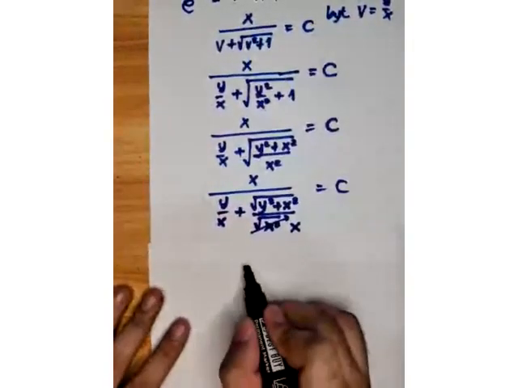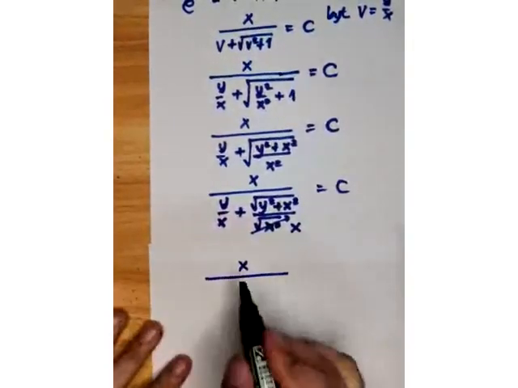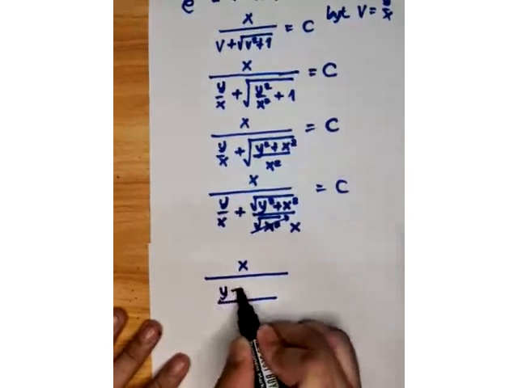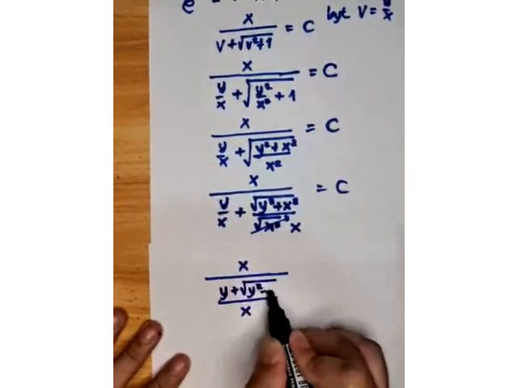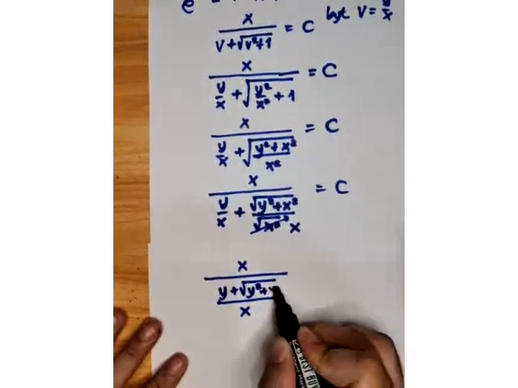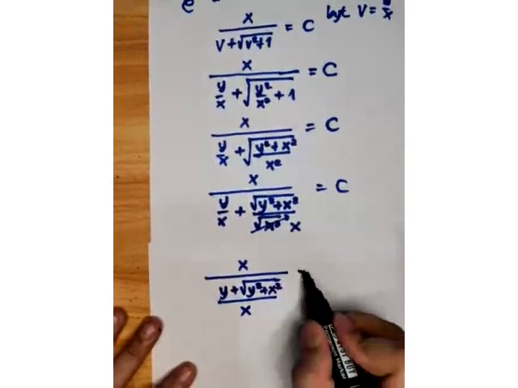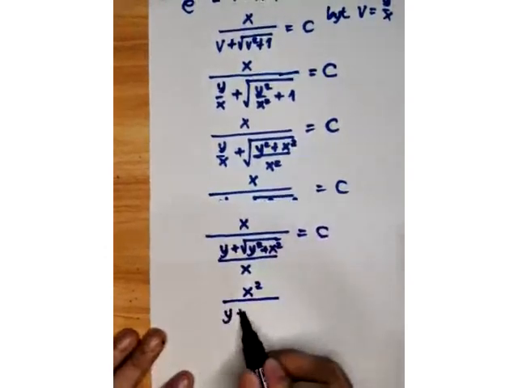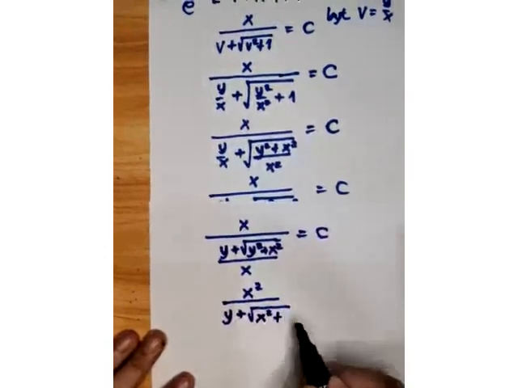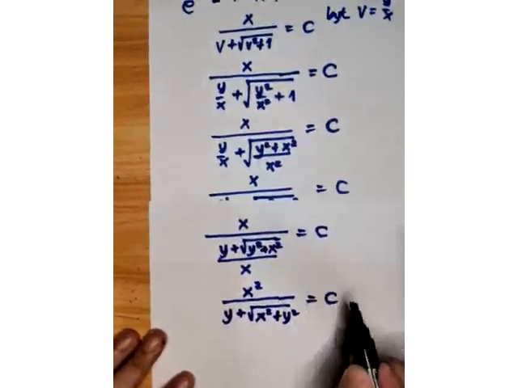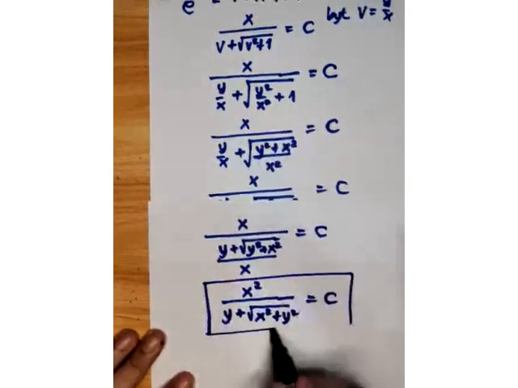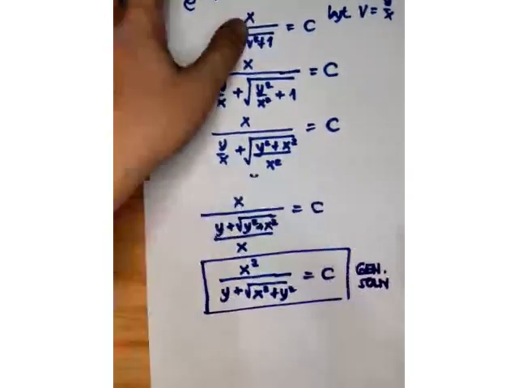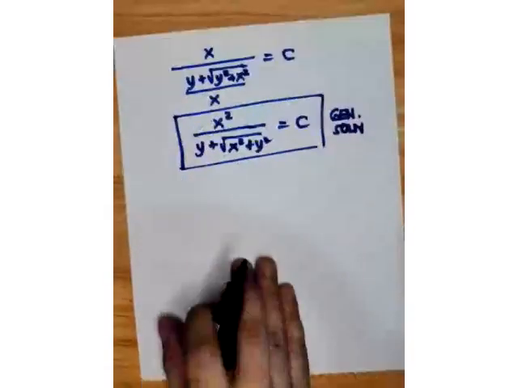Okay, and then x all over, i-add natin itong dalawa. So y plus the square root of y squared plus x squared is equal to c. Then simplify further, so that's x squared over y plus the square root of x squared plus y squared is equal to c. So this is our general solution. So that's our general solution.